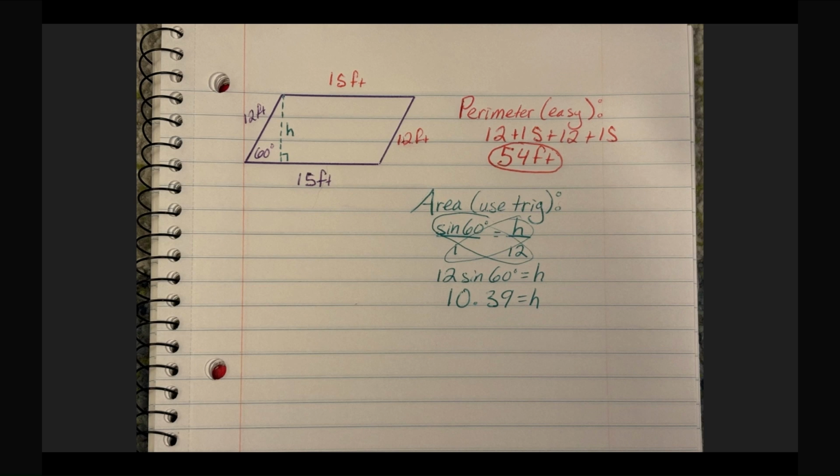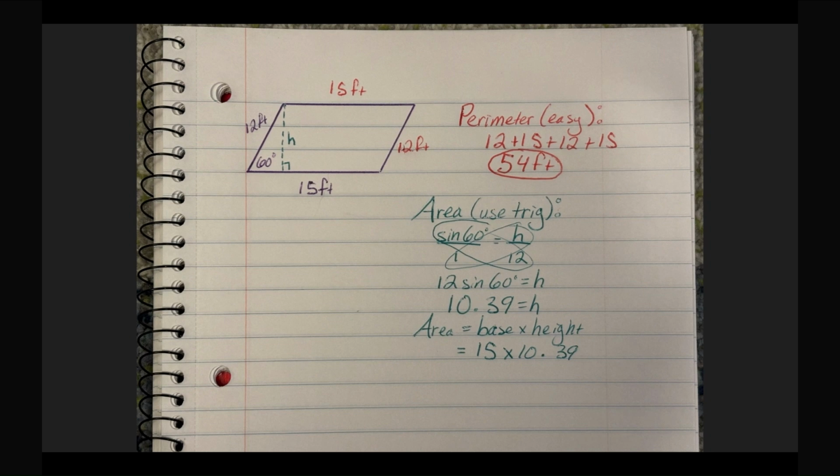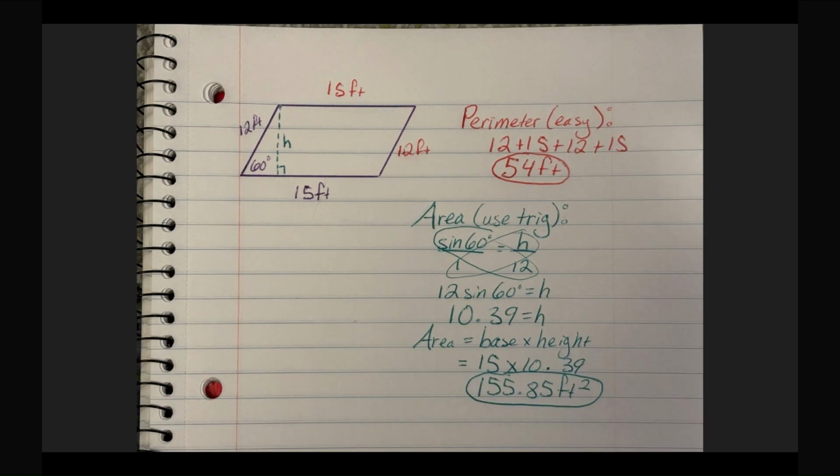And then the area of a parallelogram is base times height. So we can multiply 15 for the base times 10.39 for the height we just found and say that our area is 155.85 feet squared. So again, we used the slant side that we knew and the angle that we knew to find the height inside the parallelogram, which we then used to find the area. So that's problem type 1. The sides and an angle were given. We needed to find the height.